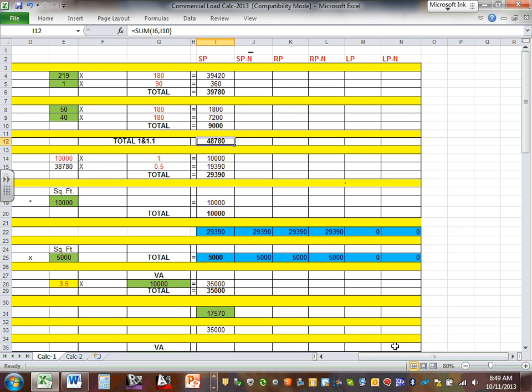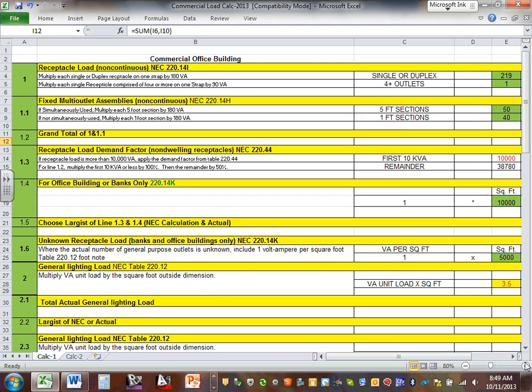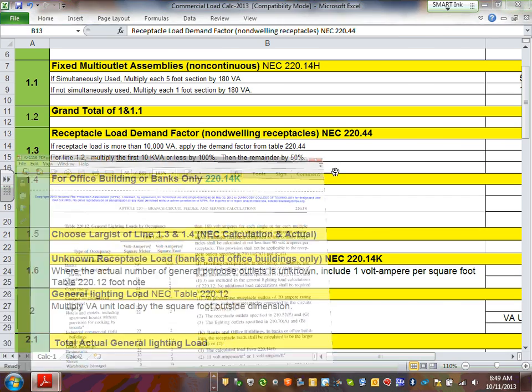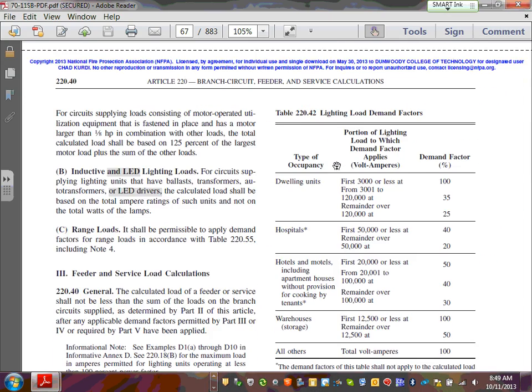Okay. Then what I'm going to bring to your attention, guys, is one more. 1.3 receptacle load demand factor. You have to apply 220.44, guys, the receptacle load demand factor. So here's how that goes. You're going to go to the NEC code 220.44.